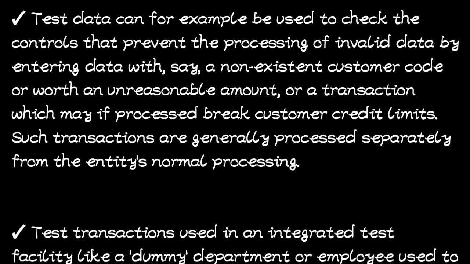Test data can, for example, be used to check controls that prevent the processing of invalid data. You can enter a customer code that doesn't exist and see if it will be rejected, or you can enter a wrong amount, or an unreasonable amount when it comes to giving out credit, to see if it will be rejected.